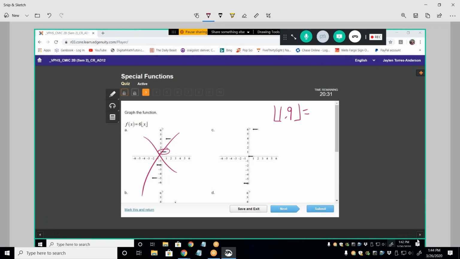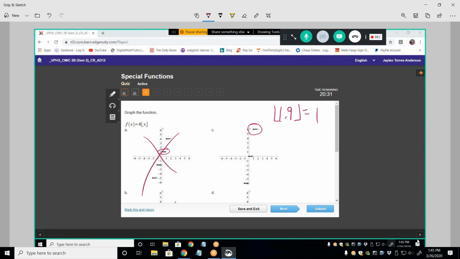What's the greatest integer? Just think about it for a moment. You're talking about a number 1.9. What's the greatest integer of that number? It's 1. When you're talking about positive numbers and the greatest integer function, just cross off the decimal and that's your answer. Okay? And then if I multiply it by 6, then it would be 6.